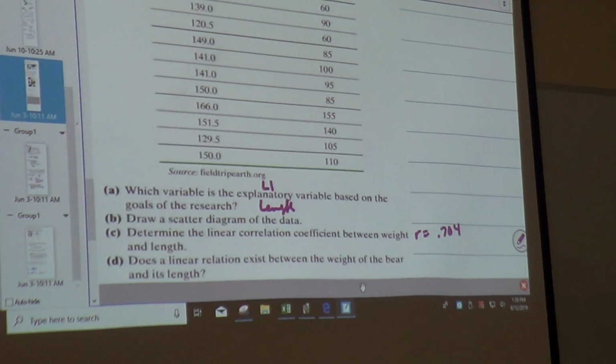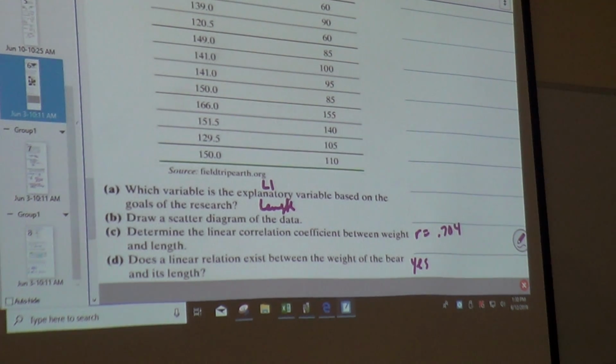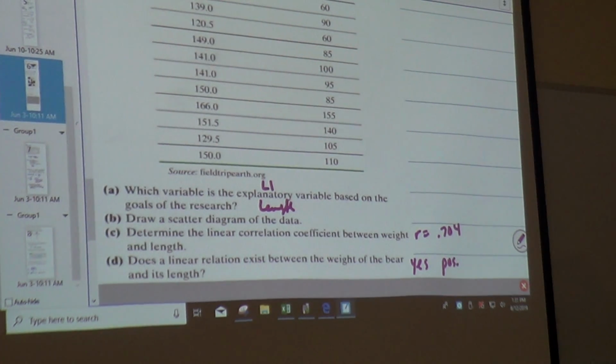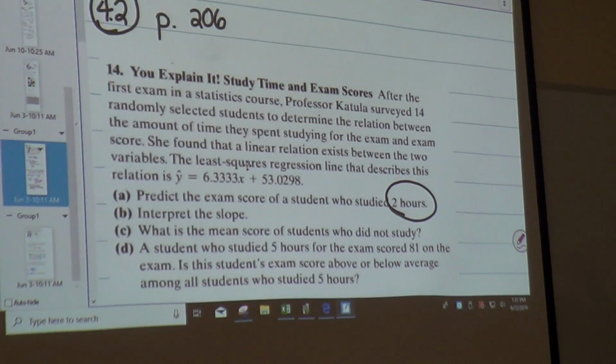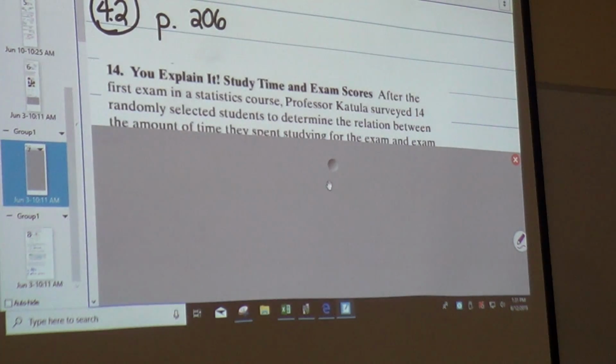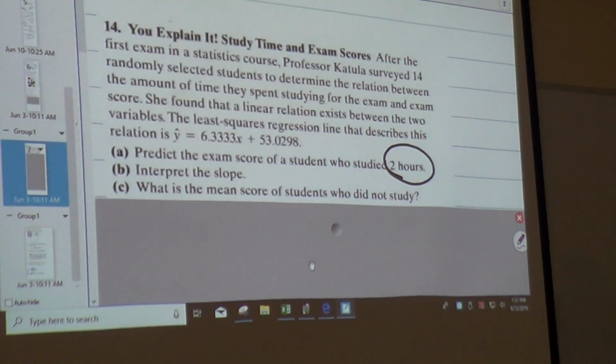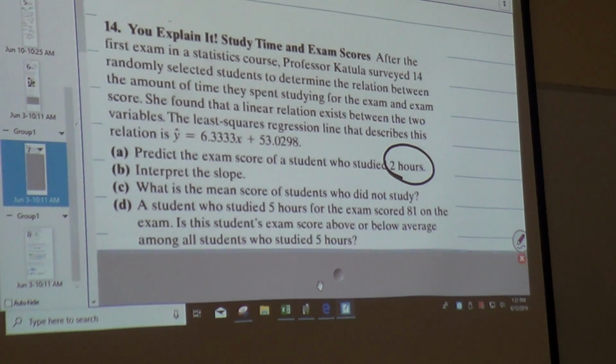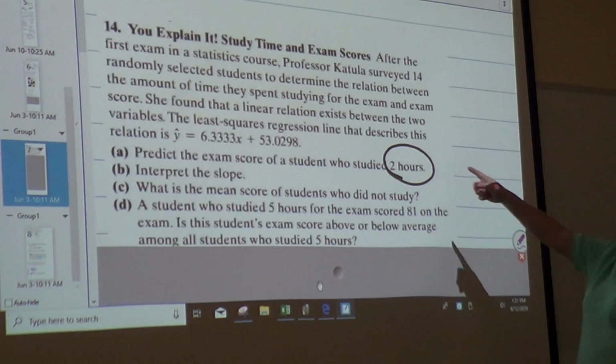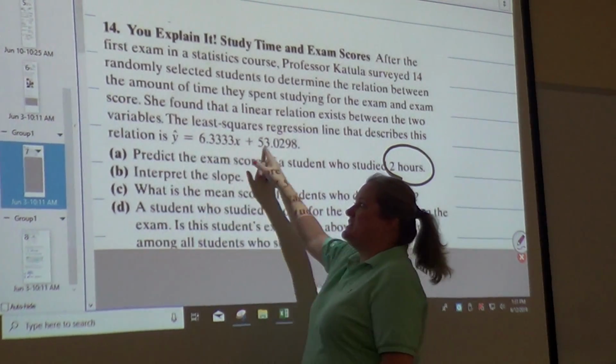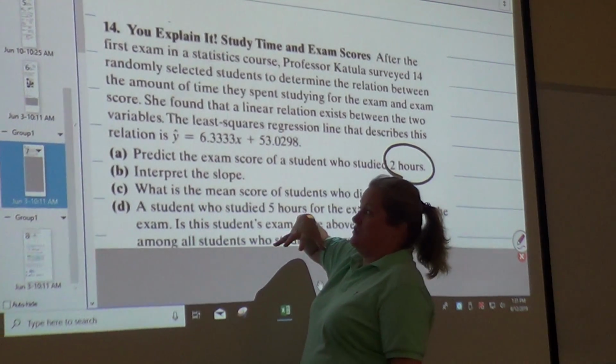Usually if it's 0.7 or higher, we say yes. What kind of correlation is it? Positive. All right, so that's just another one if you want to play. All right, this one gives you the linear regression, and it calls it least squares regression, but this is the line of best fit. So it gave it to you.